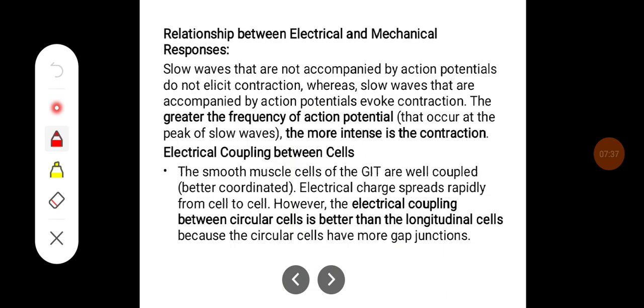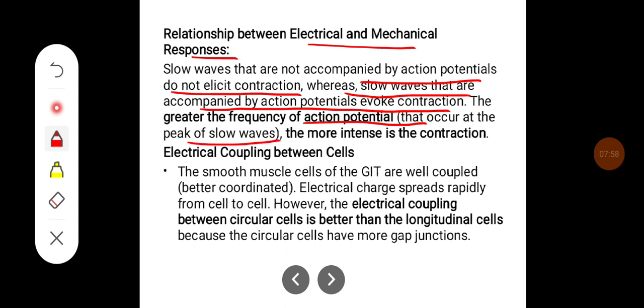The relation between electrical and mechanical responses. Slow waves that are not accompanied by action potential do not elicit the contraction, whereas slow waves that are accompanied by action potential evoke contraction. The greater the frequency of action potential that occur at the peak of the slow waves, the more intense is the contraction.